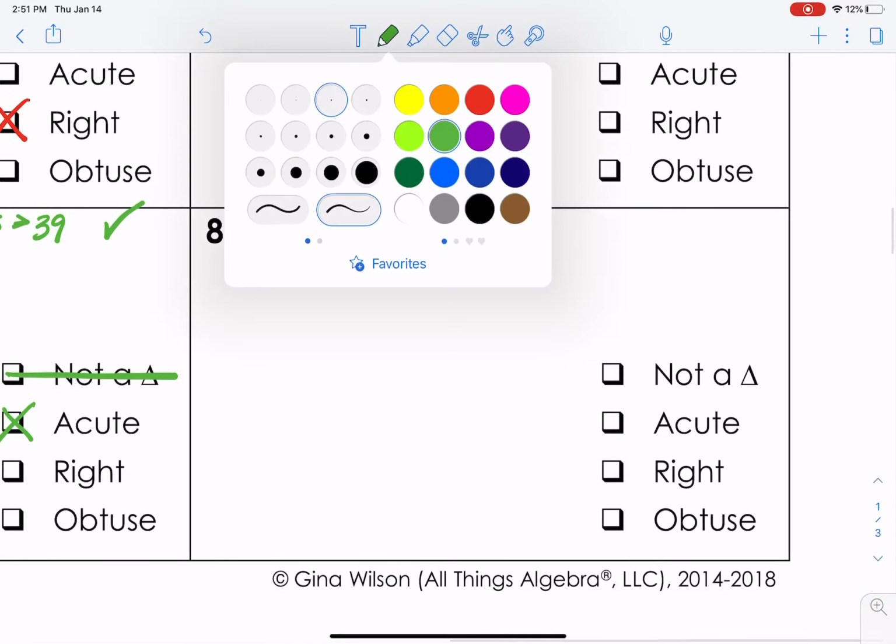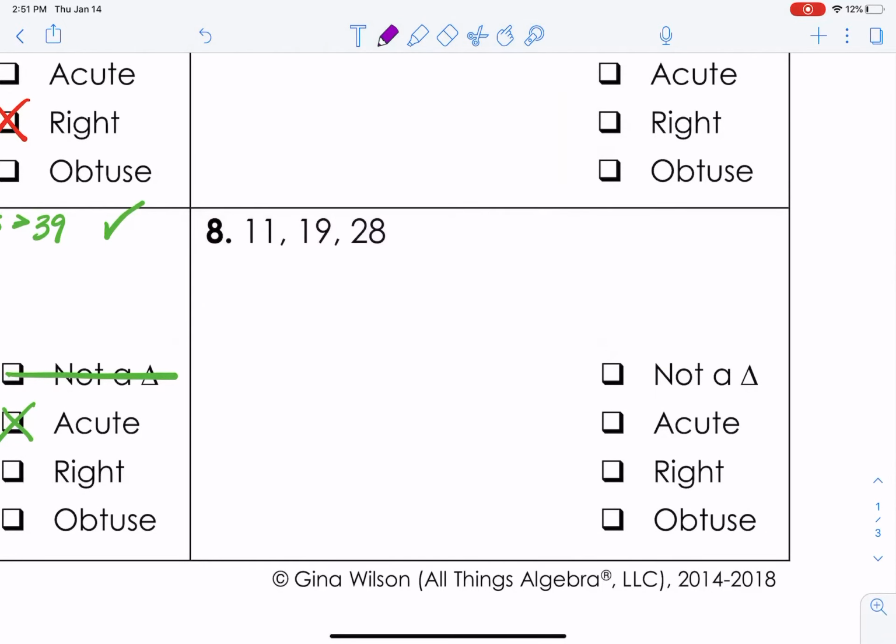The last one we have, number 8, is the same fashion. Choose the largest number. That means that 11 plus 19, which is 30, has to be bigger than 28. It is. It doesn't say how much bigger, it just says larger. So 2 numbers is big enough to make a difference. So we can scratch off that it's not a triangle.